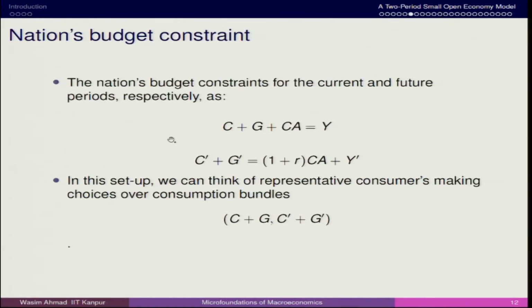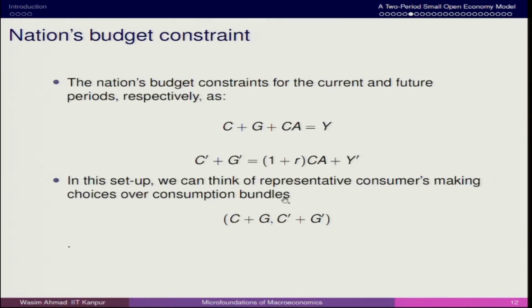Now, think about the nation's budget constraint: how does it come about with the open economy setup? As I mentioned, the current account surplus is nothing but savings, and once you have savings, if you lend to somebody, you will be offered a rate of interest. This means it will not be counted in present value terms, but in future value terms. This is what we are adding here: C' plus G' is equal to (1 plus R) CA plus Y'.